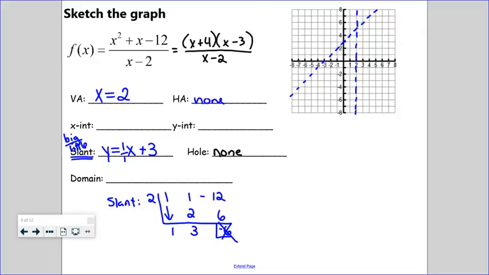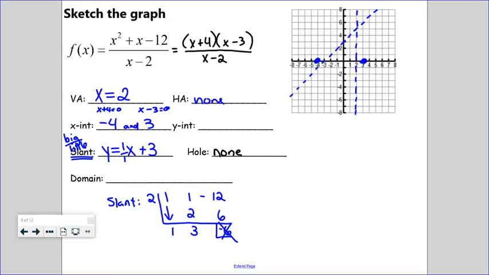X-intercept, what makes my numerator 0? We have two pieces to our numerator. The factored form is a little bit easier to see on this one. If I were to set my numerator equal to 0, I would have an x-intercept at -4. I would also have an x-intercept at +3. So we have two of them, -4 and +3. And again, you can list them as the numbers or as ordered pairs, which would be (-4, 0) and (3, 0).